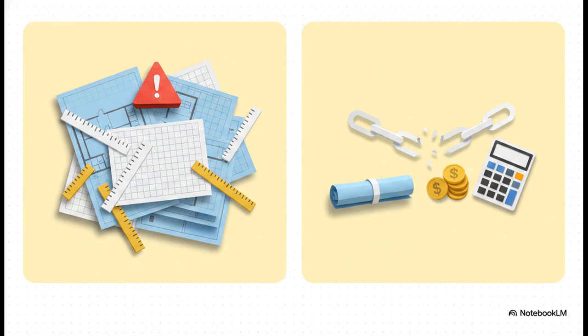We all know real-world drawing sets are almost never drawn to one neat scale. You might have a site plan at 1 to 500 and a detail at 1 to 20 sitting right there on the exact same sheet. Accidentally measuring off the wrong one absolutely ruins your data.